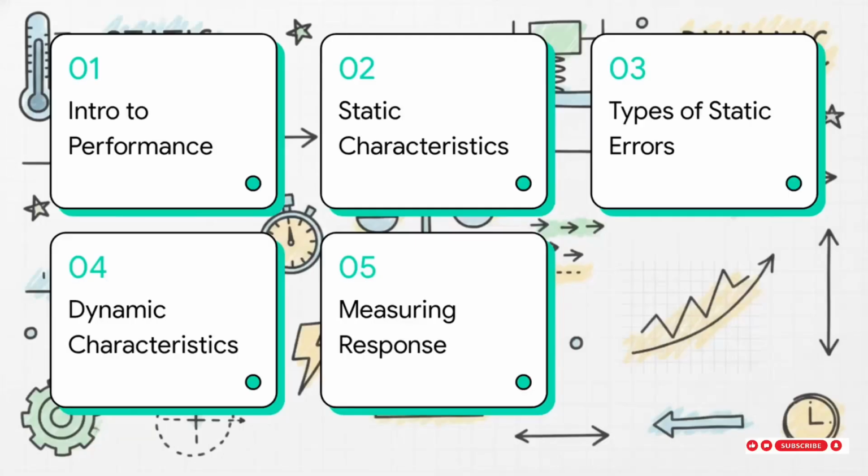To figure out if we can actually trust our readings, we're going to break things down into these 5 key areas. We'll basically split the world of measurement right down the middle, starting with the static characteristics of an instrument, and then switching gears to the dynamic characteristics.